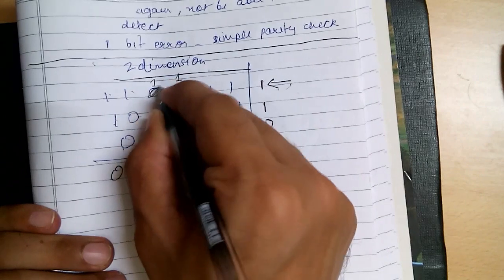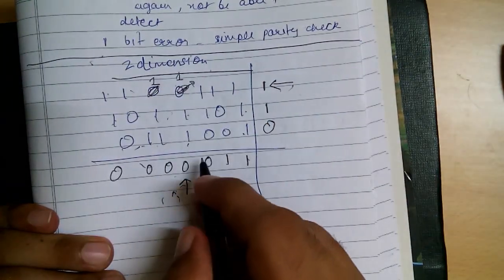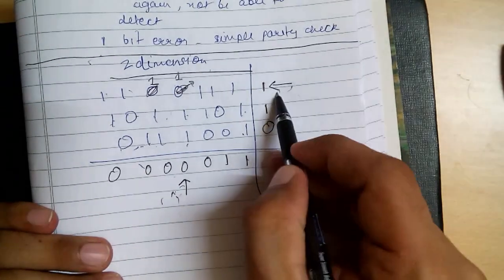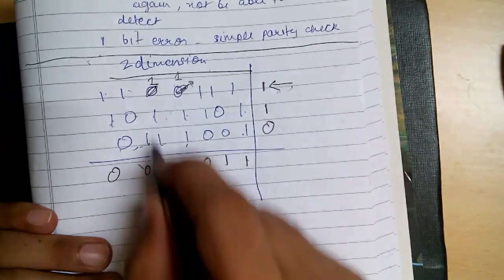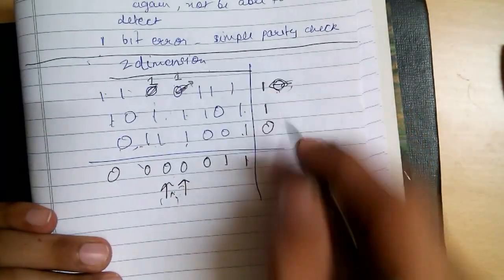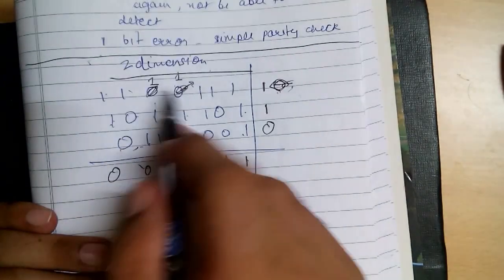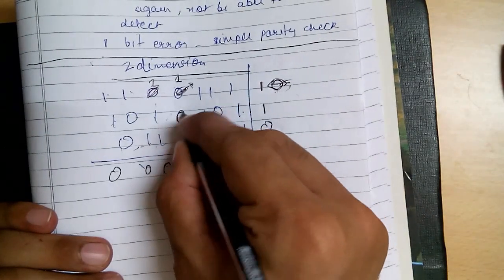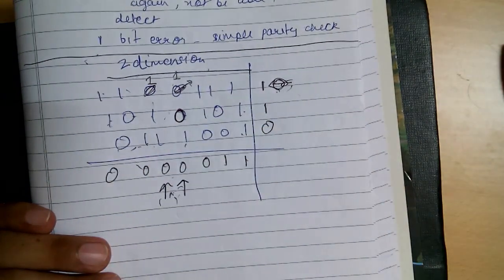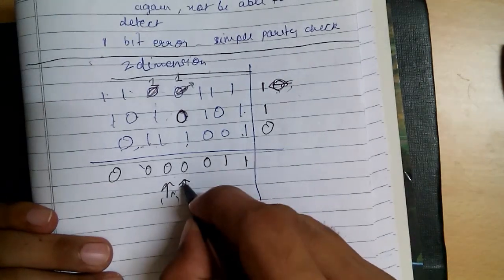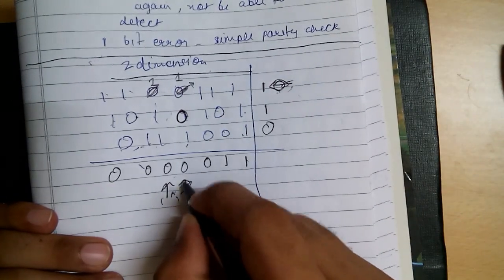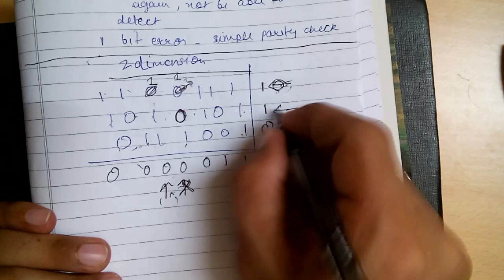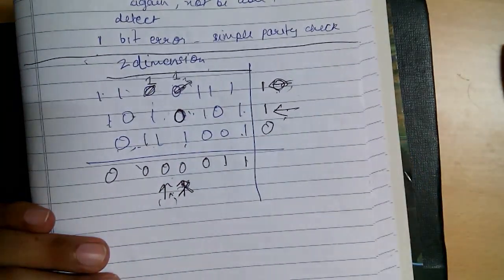Let's say this also gets corrupted to 1. Of course the changes will be here, we won't be able to detect, but we will be here. So see, we can still detect if 2 errors are there. Let's say this also gets corrupted, so we will not be able to detect here, as this will cancel out each other, but we will detect here. So again we were able to detect.